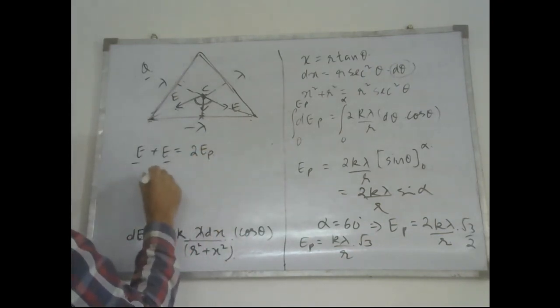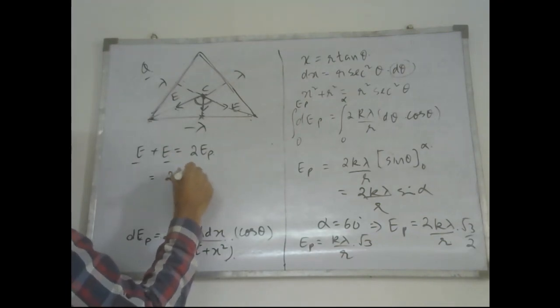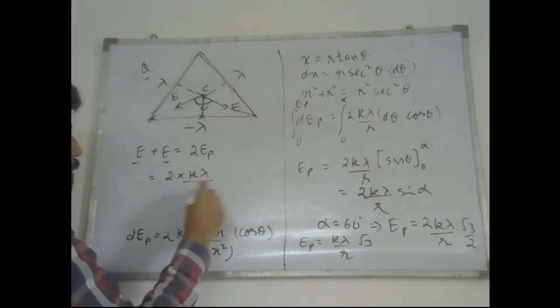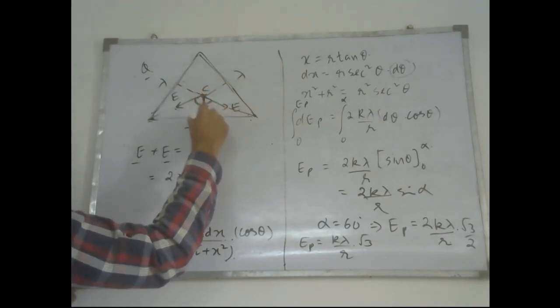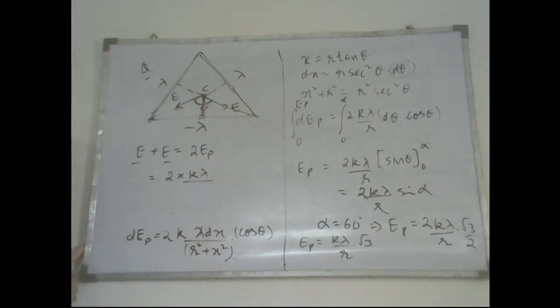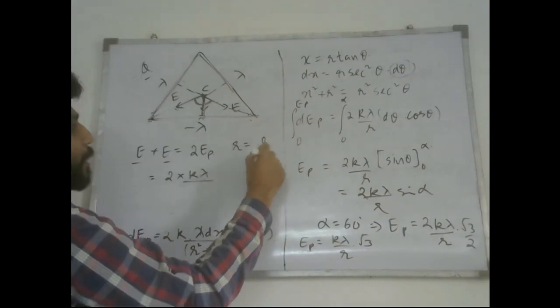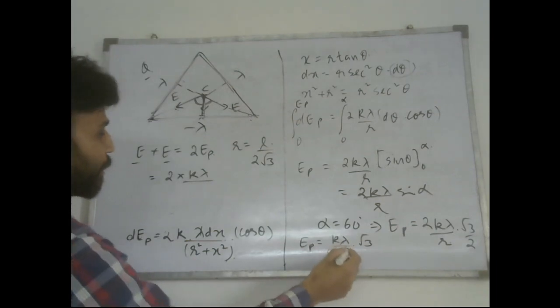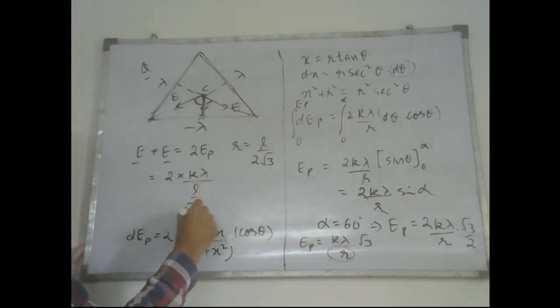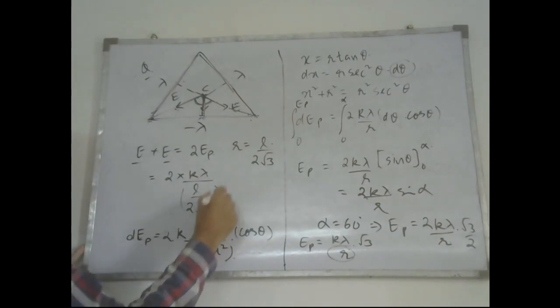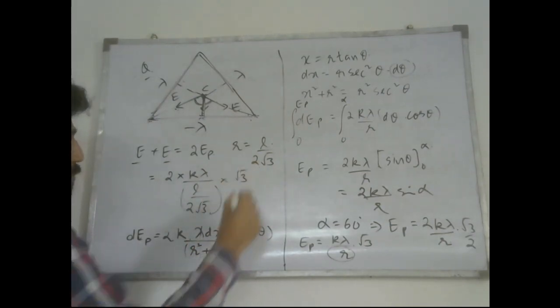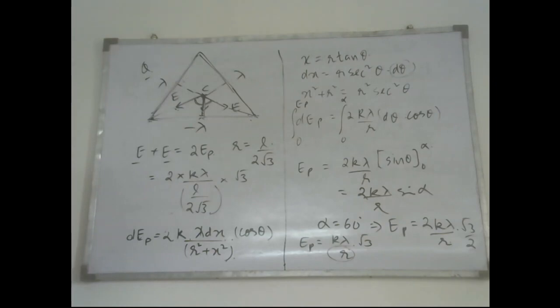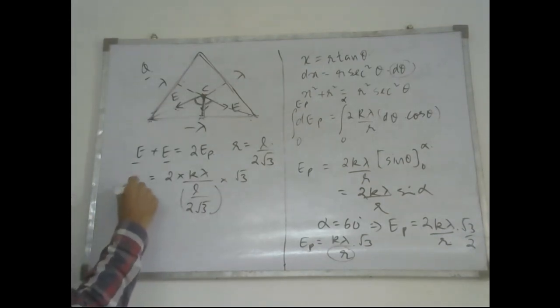So this would come out to be 2 times k lambda by r times root 3. Here r is the distance of the point P from the midpoint of the rod. The distance r is L by 2 root 3. Substituting the value of r over here, we get L by 2 root 3 into root 3. So this is the expression for the net electric field at that point.